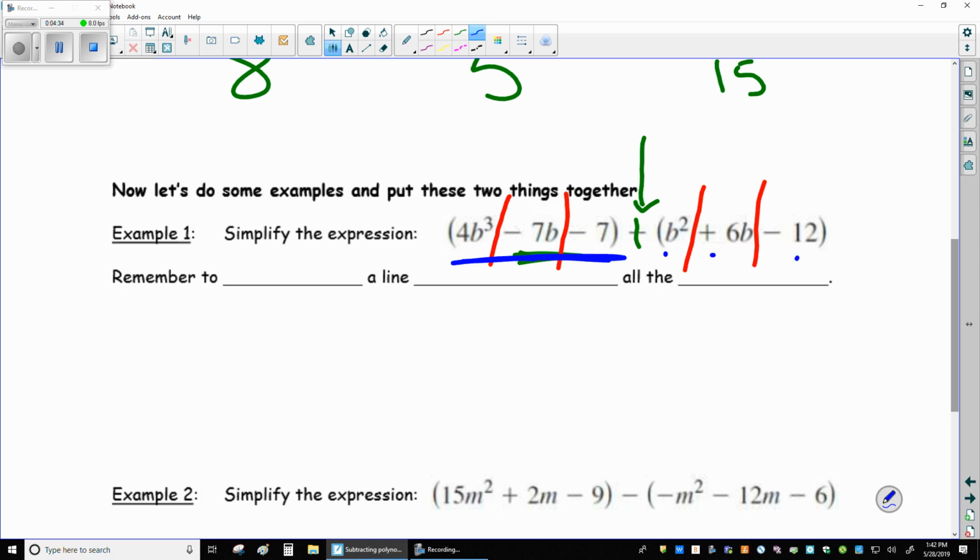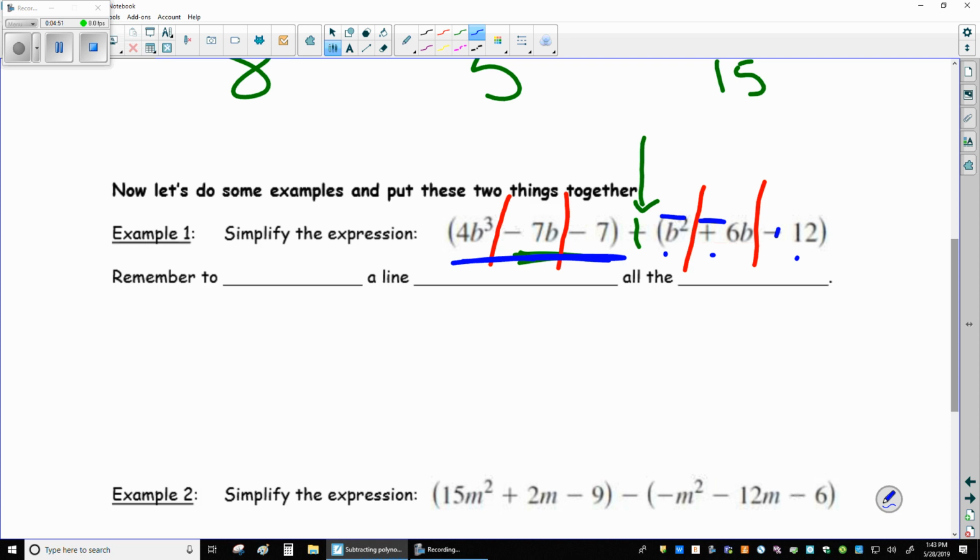So this b squared right now, is it positive or negative? Well, obviously it's positive, so let's make it a negative b squared. We change that. This 6b obviously is positive. There's a plus sign. So let's change that to a negative 6b. And that negative 12, we're going to change to a positive 12.